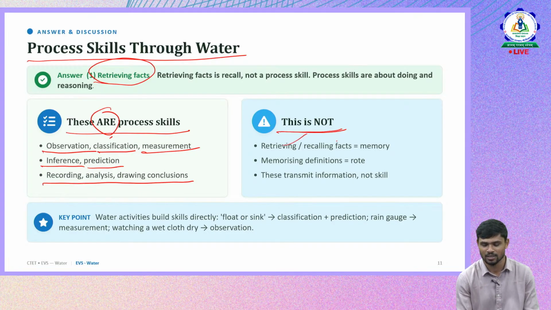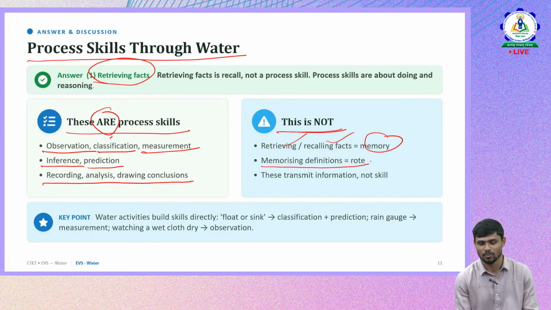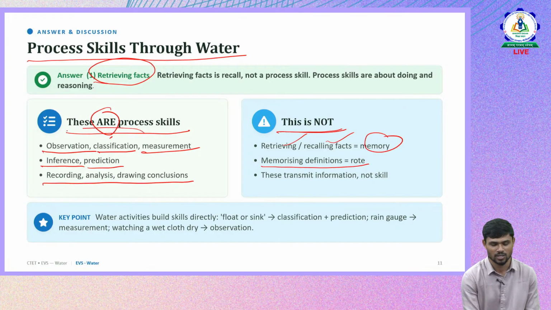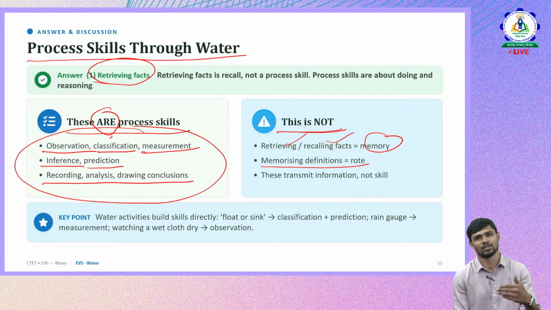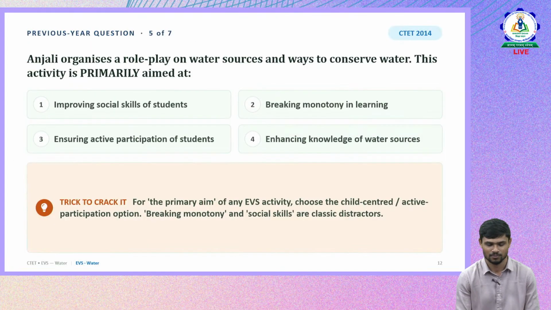Retrieving or recalling facts from memory, just memorizing definitions, just reproducing any definition, fact or principle is not a basic process skill. These are the process skills. All of you remember, it can be asked which among the following is a process skill or which is not a process skill. Questions can be asked like this. Let us move forward to the next previous year question.